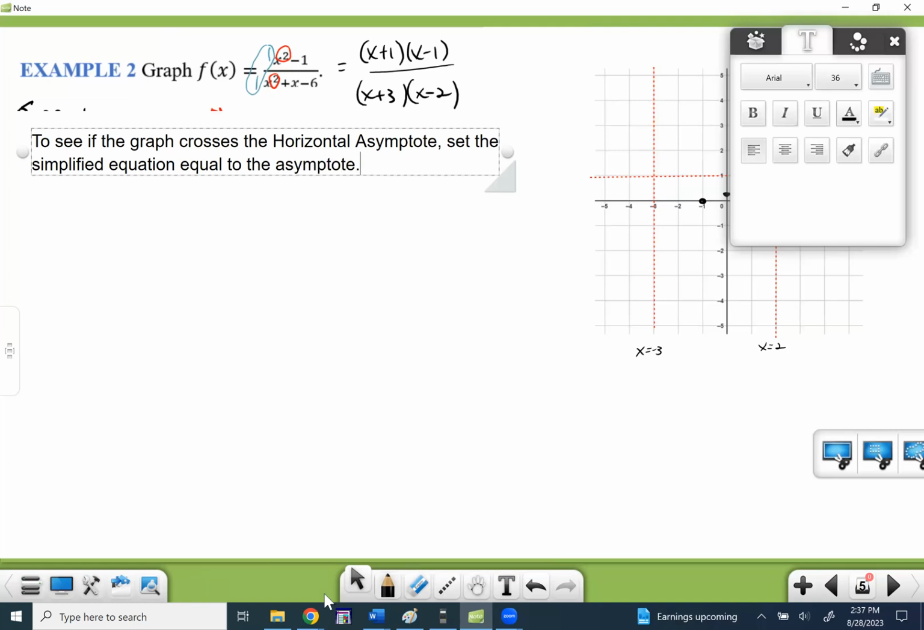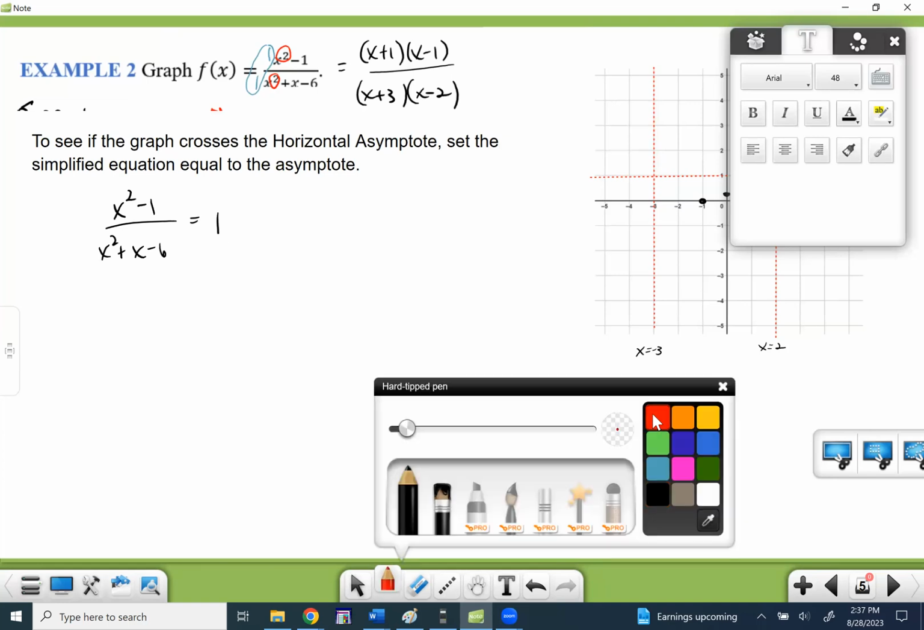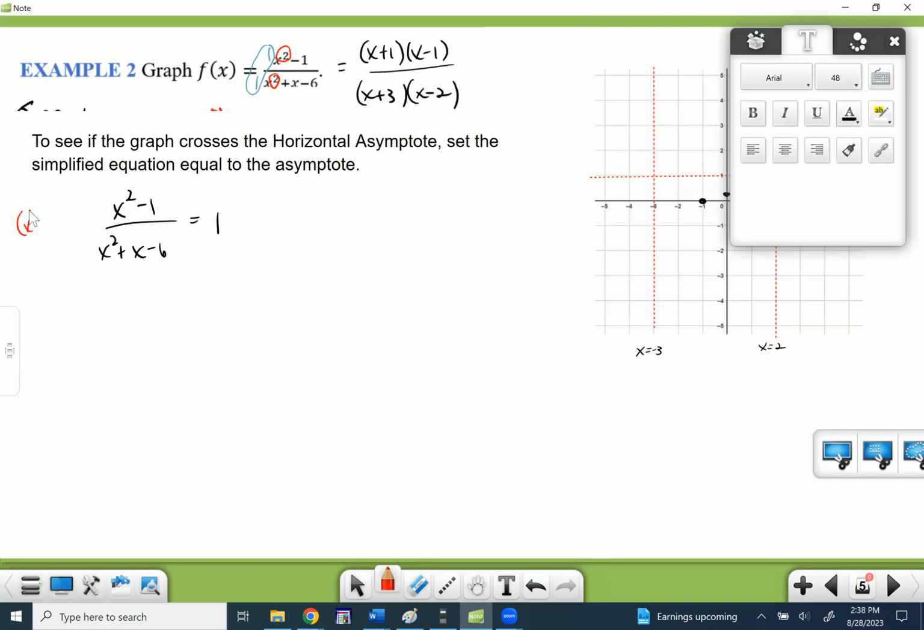In this case, we didn't have to simplify anything. We didn't have to cross anything out. So we can just set the original equal to the asymptote. So we're going to take the original equation. And we said that the horizontal asymptote was at y=1, right? All right, so we're going to go ahead and multiply both sides by the denominator to make it cancel here.